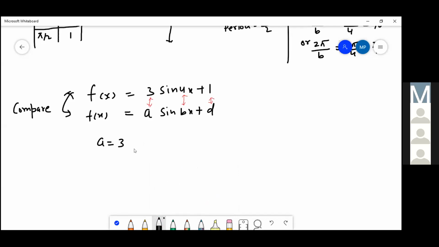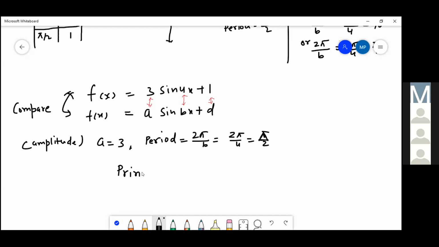Yeah. B equals 4, and you have to find the period. This a means amplitude, so amplitude you get directly. Period means 2 pi over b. So 2 pi over 4, which is pi by 2. Or if you wish, you can write 360 in place of 2 pi.